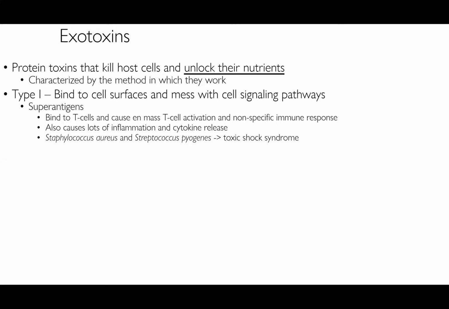And so there's a couple different types. We have type 1, and these bind to the cell surface and mess with the signaling pathways that occur within your cells. These are commonly studied as superantigens. They bind to T cells and cause massive T cell activation and a nonspecific immune response. This causes lots of inflammation and cytokine release.